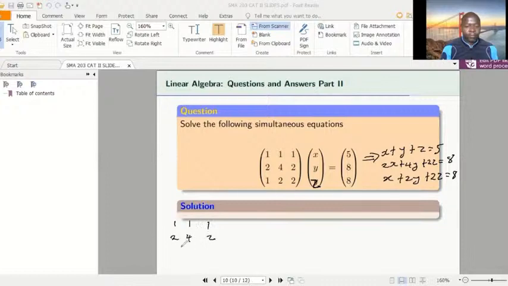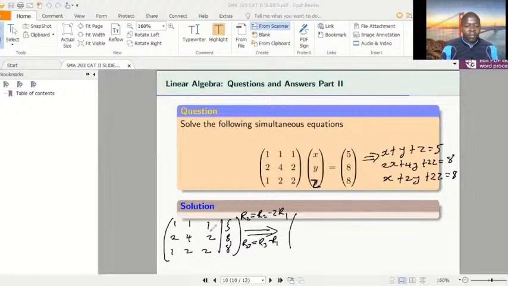4, 2, 1, 2, 2, 5, 8, 8. I already have 1 in this position, so I want to put 2 to have a 0 here. That means I have to take the current row 2 minus 2 row 1. I also want to put 3 to have a 0 here, so I have to take the current row 3 minus row 1. So when that happens, row 1 remains the way it is.